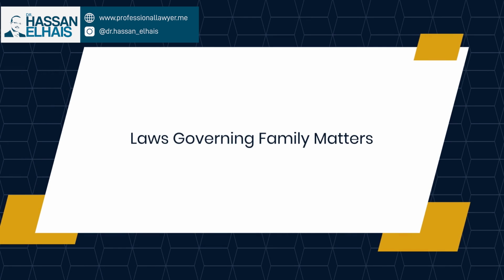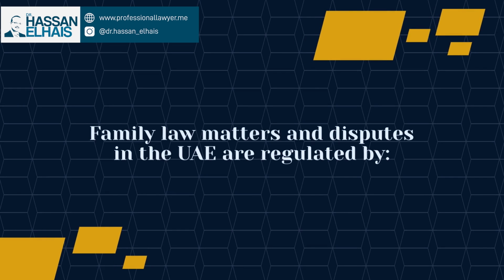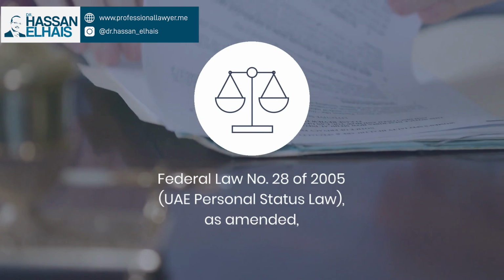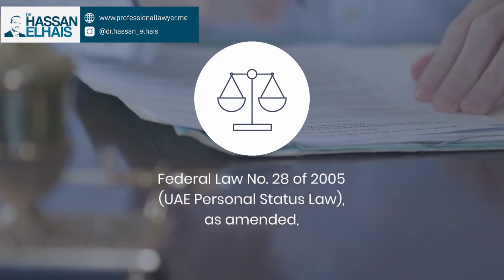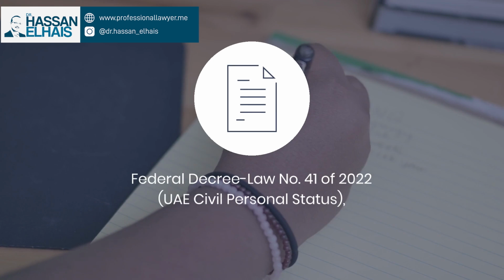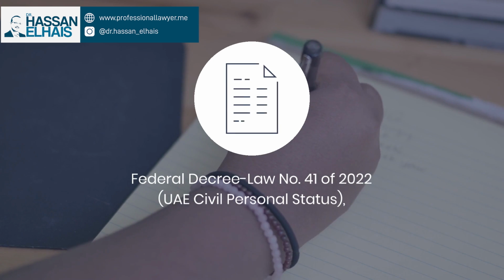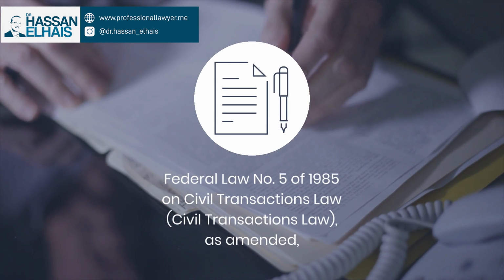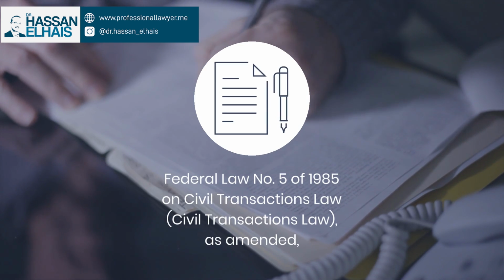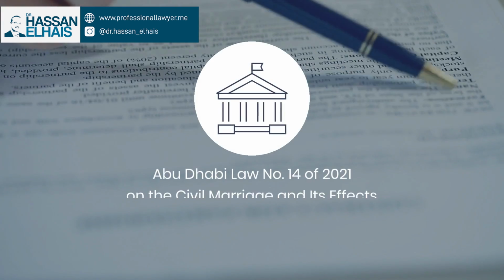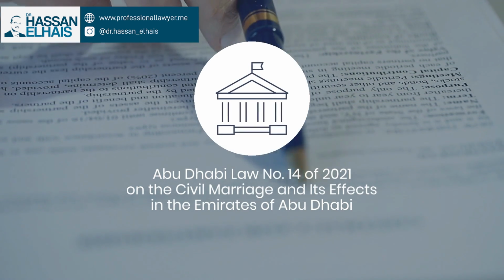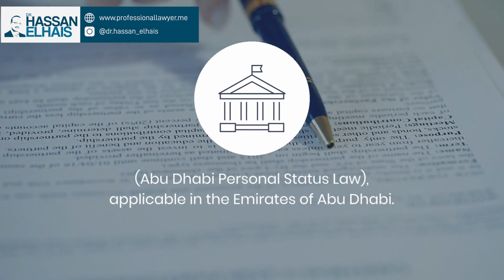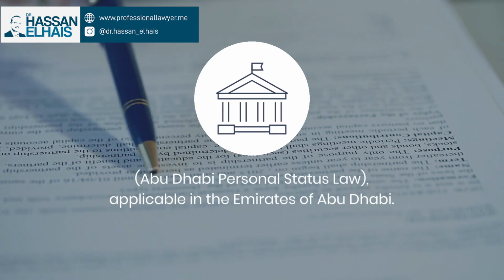Laws governing family matters. Family law matters and disputes in the UAE are regulated by: A. Federal Law No. 28 of 2005, UAE Personal Status Law as amended. B. Federal Decree Law No. 41 of 2022, UAE Civil Personal Status. C. Federal Law No. 5 of 1985 on Civil Transactions Law as amended. D. Abu Dhabi Law No. 14 of 2021 on the civil marriage and its effects in the Emirate of Abu Dhabi, the Abu Dhabi Personal Status Law, applicable in the Emirate of Abu Dhabi.